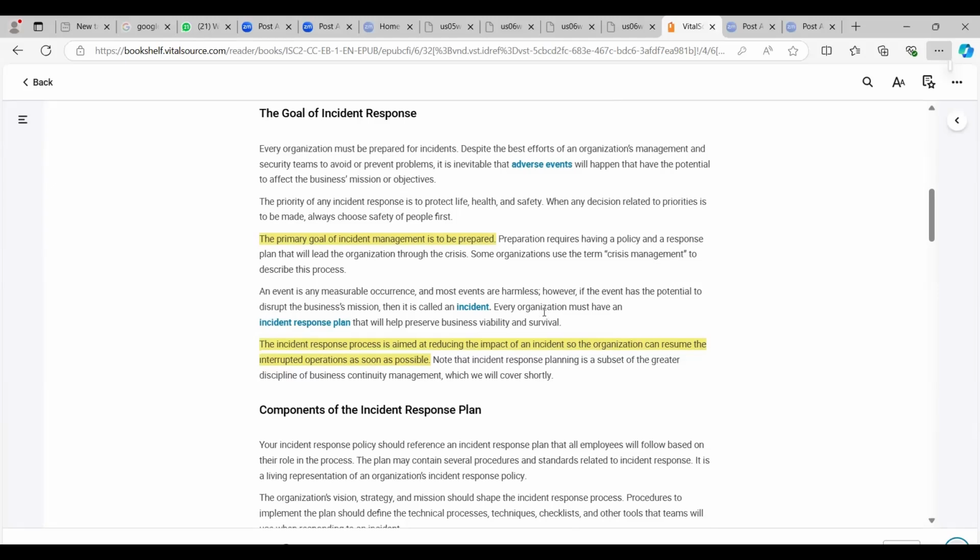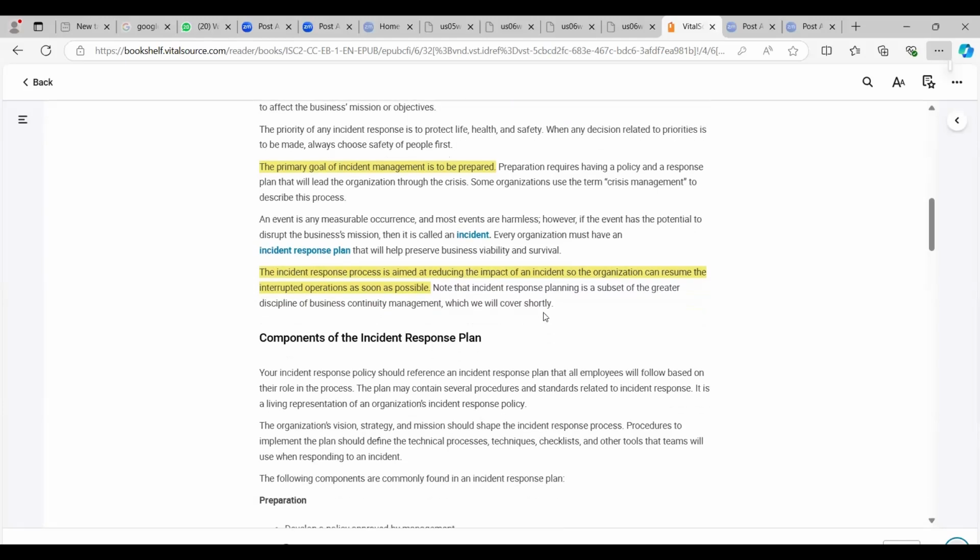So the priority of any incident response is to protect life, health, and safety. So when any decision related to priorities is to be made, always choose safety of people first. So you will go for people first before any equipment or technical part of what you are trying to say. So that's the priority. Choose safety of people first.